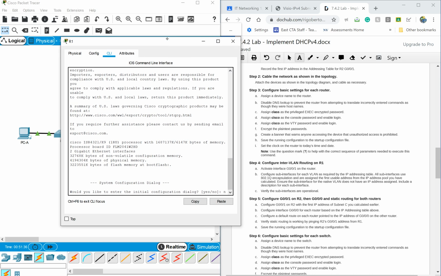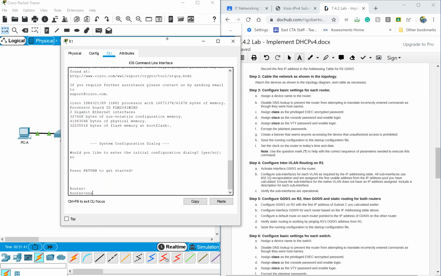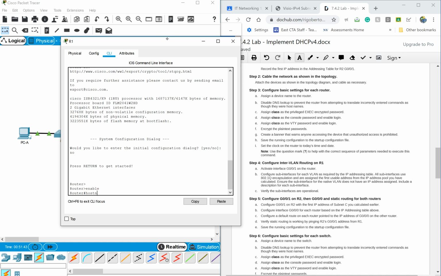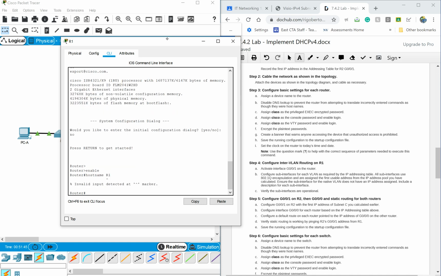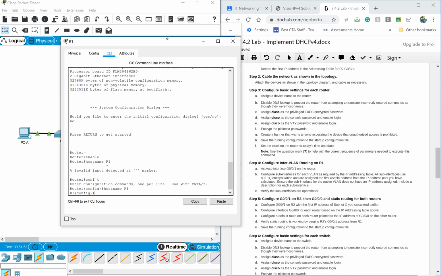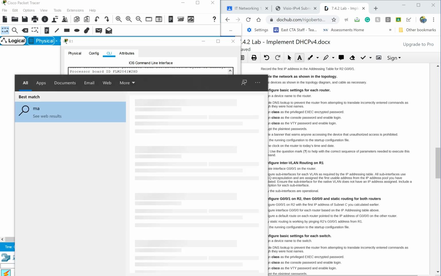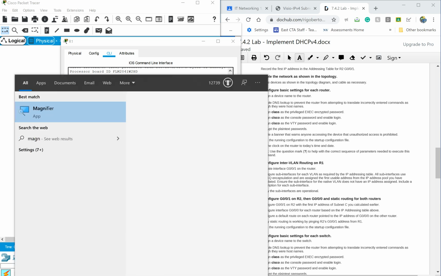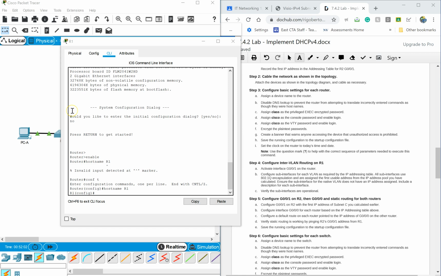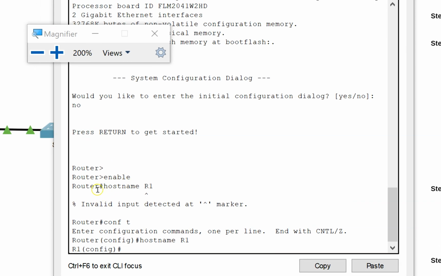Alright. If you get that, you want to do the dialog thing, say no. So, enable. We'll just change the host name. Conf t, hostname R1. And hopefully you guys can see this, but just to be on the safe side, I'm going to do a magnifier. Alright. That should be better now.